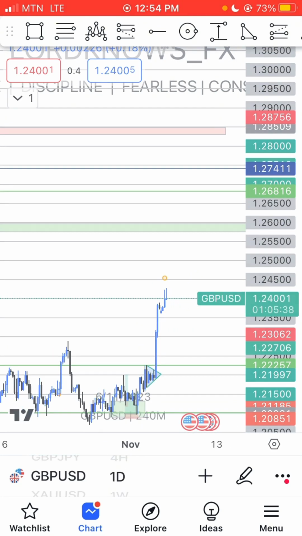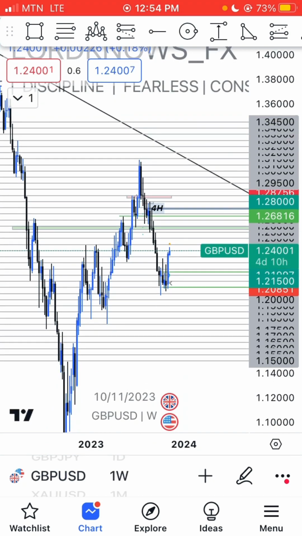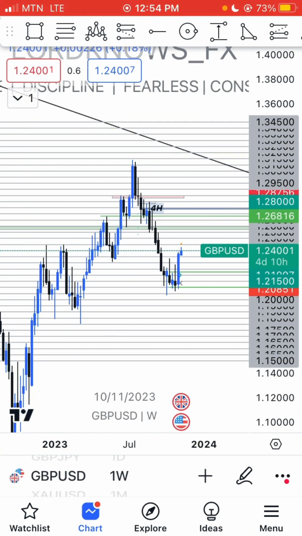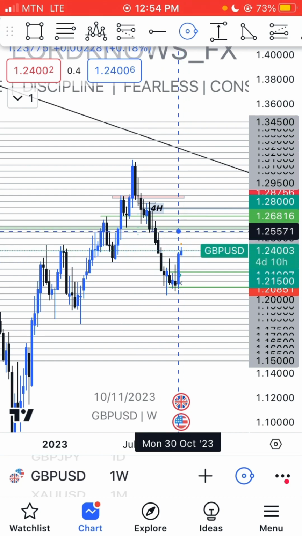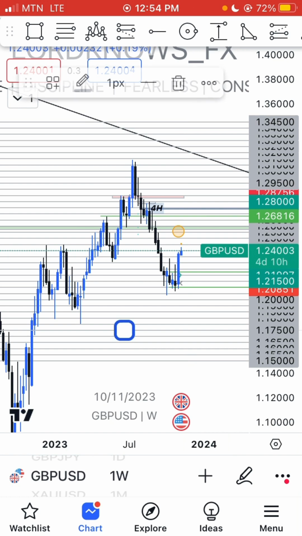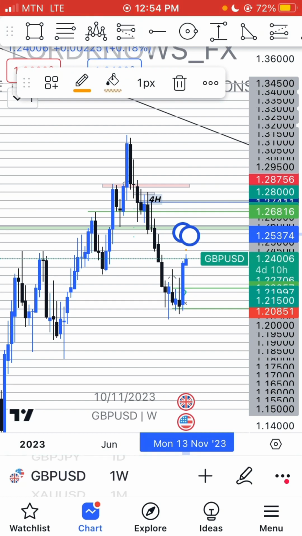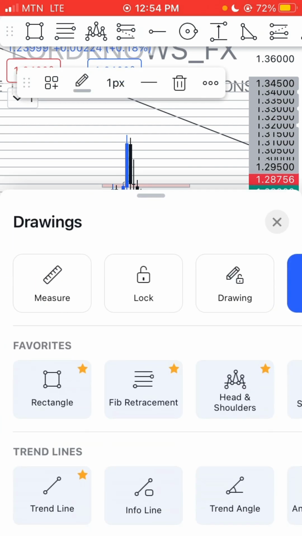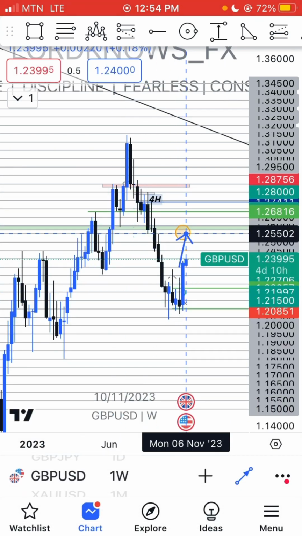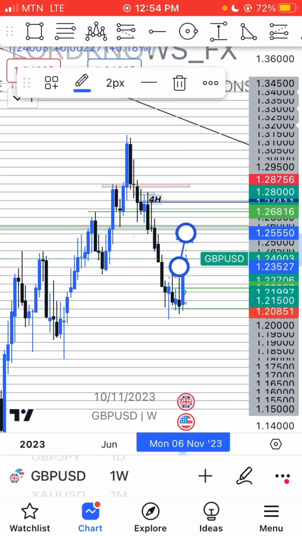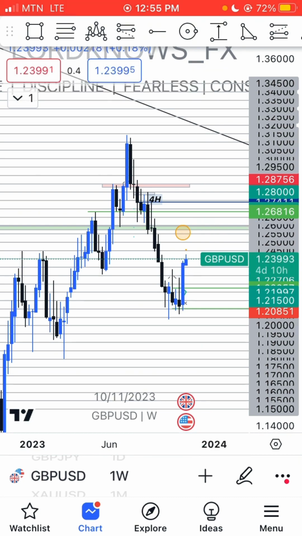Let me start on a weekly time frame. With the 1-week time frame, this is how I'm seeing it. My bias is that the price should buy to this zone here. That's my weekly bias on GBP USD. It should buy to this zone, meaning it would move from this side to this side. That's the weekly overview I'm seeing.